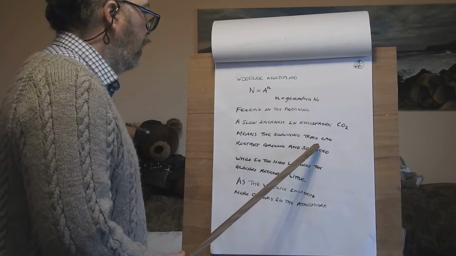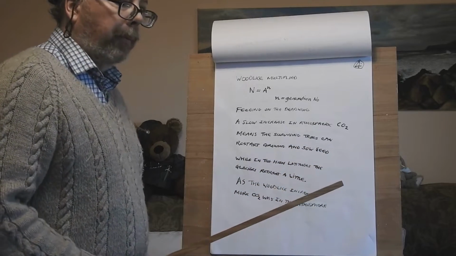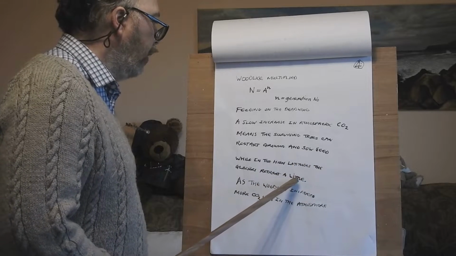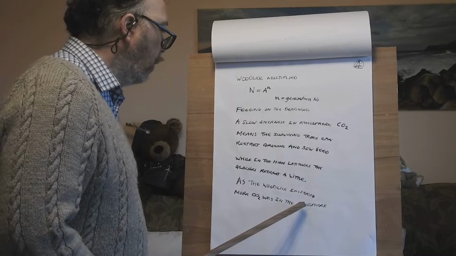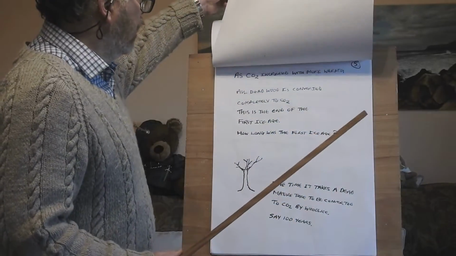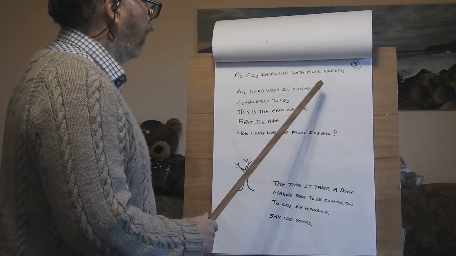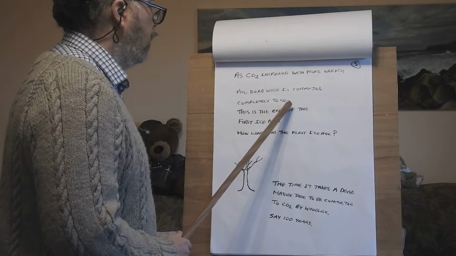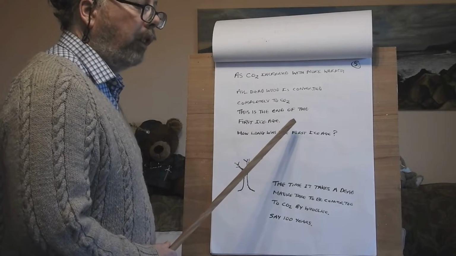Means the surviving trees can restart growing and sow seed. While in the high latitudes, the glaciers retreat a little. As the woodlice increases, more CO2 was in the atmosphere. As CO2 increased with more warmth, all deadwood is converted completely to CO2. This is the end of the first ice age.